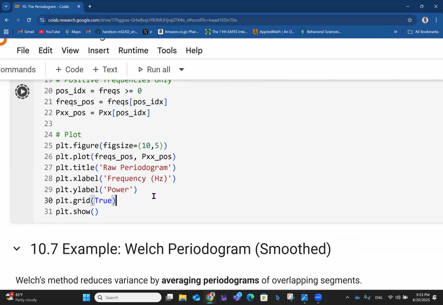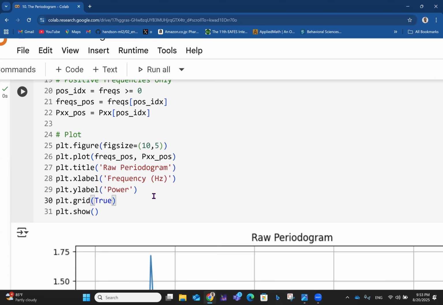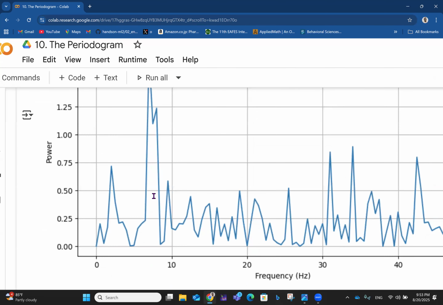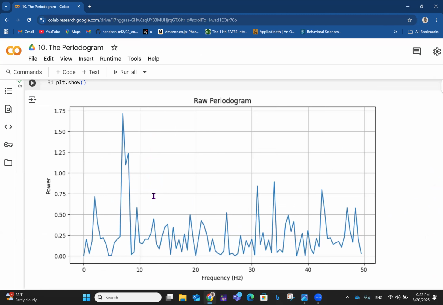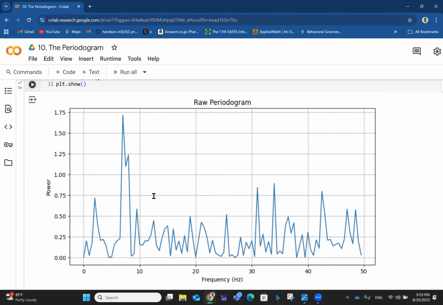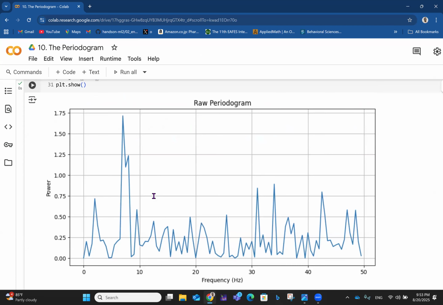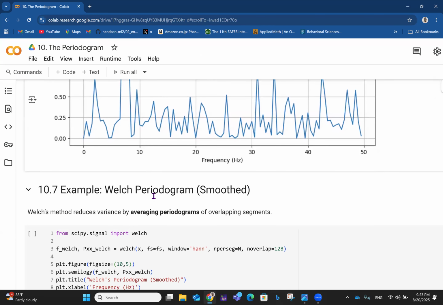Okay. Of course, when you run for the first time, it's a bit slow, so wait for that to come through. So we are done. And this is the raw periodogram, still containing some noise, right? The peak is somewhere close to 1.75, that's the peak of the power.